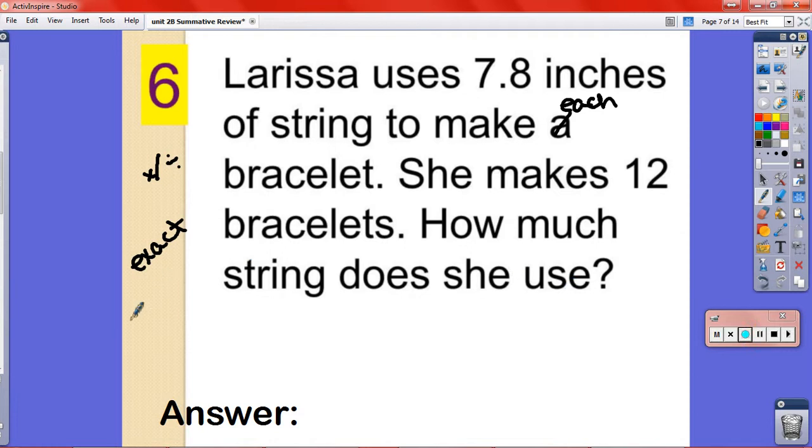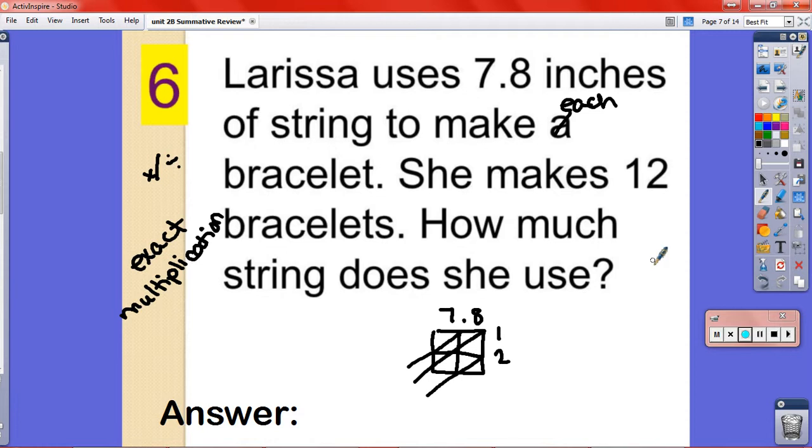This is a multiplication problem. Because we know how many, we know how much of each, we want to know how much for all. So that's 7.8 times 12. I'm going to use lattice because there's a neat trick with lattice that I feel is worth sharing for anybody that uses lattice. It deals with the decimals. I should have made that bigger, but we'll get the idea.